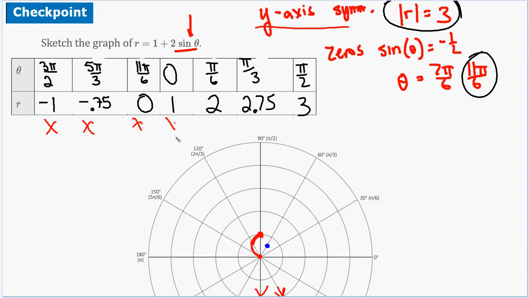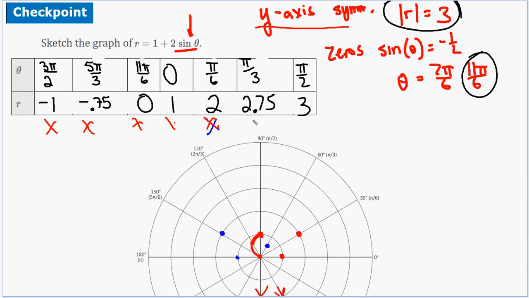At 0, we go out 1 unit. So here's 0, 1. And that means we will have a symmetric point. Right there. Okay, pi over 6, 2. So here's pi over 6, 2 units out. The symmetric point will be straight across the y-axis. There we go.